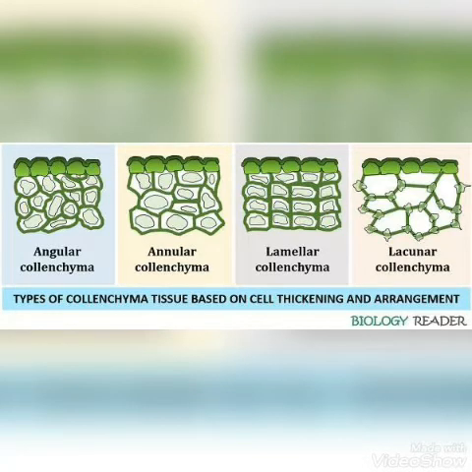Uneven thickenings are present at corners. Cell wall is made up of cellulose, hemicellulose, and pectin. Pectin is the material which provides stretchability. Lignin is always absent in collenchyma. Cells are capable of meristematic activity, which means that they are capable of division.